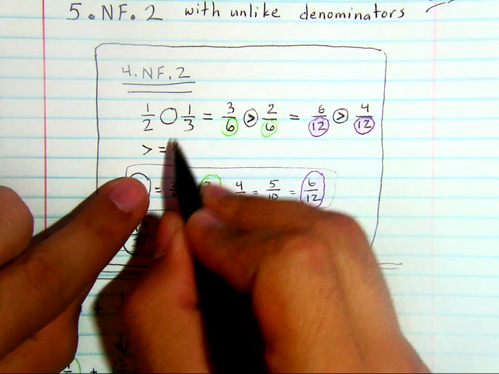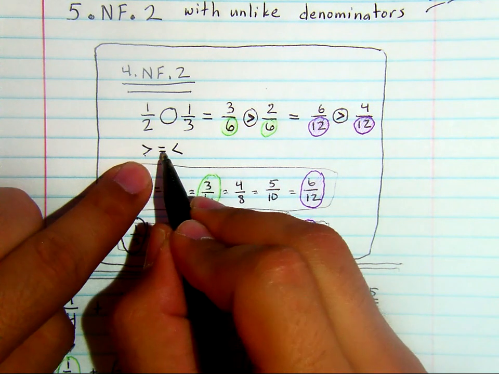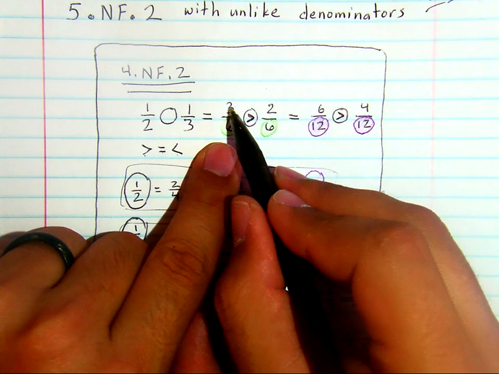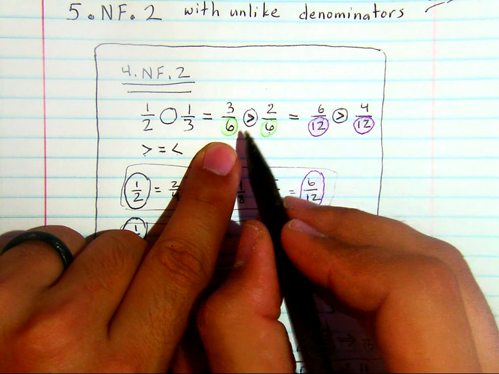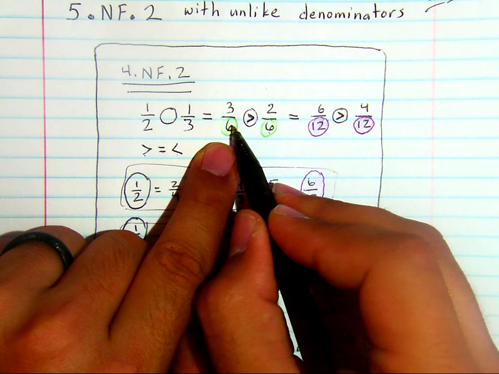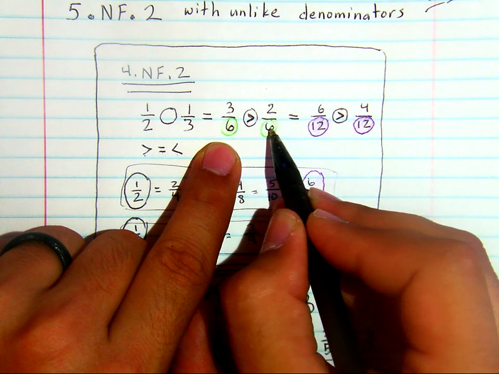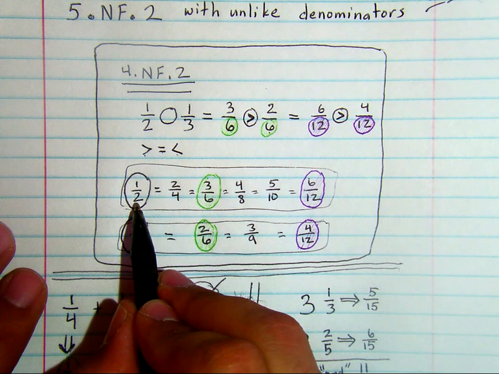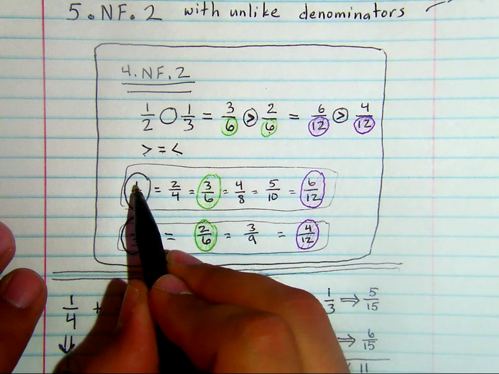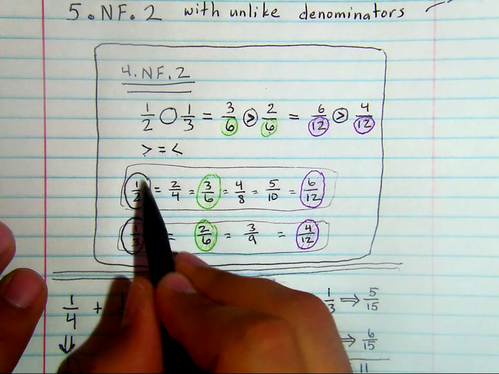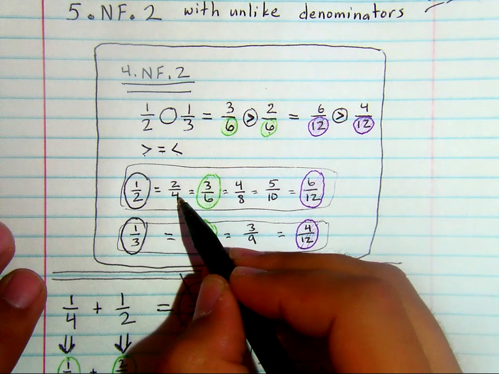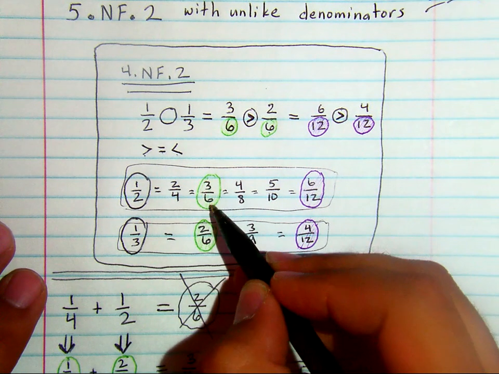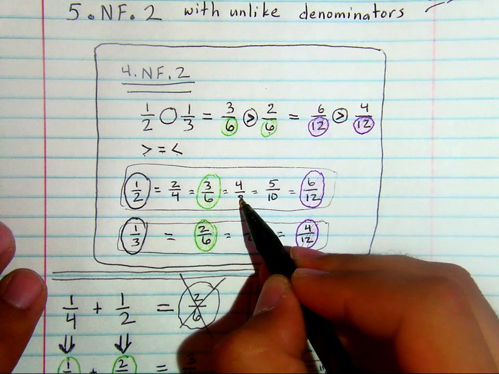So I just want to really quickly review this 4.NF.2 standard, where if you have 1/2 and 1/3, and you're asked to compare whether it's greater than, equal to, or less than. Well, in order to change it into 3/6 and 2/6, in order to determine that 3/6 is going to be greater than 2/6, you have to understand that 1/2 is the same as 2/4. 1 is half of 2. This is 1/2. 2 is half of 4. This is the same thing as 1/2. 3 is half of 6. 4 is half of 8. 5 is half of 10.